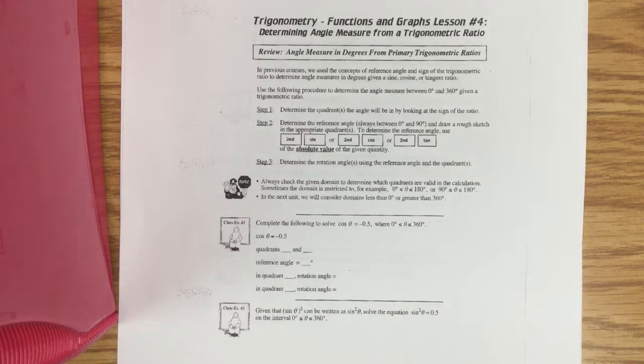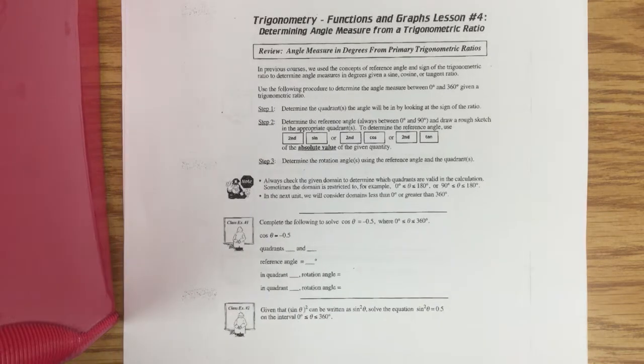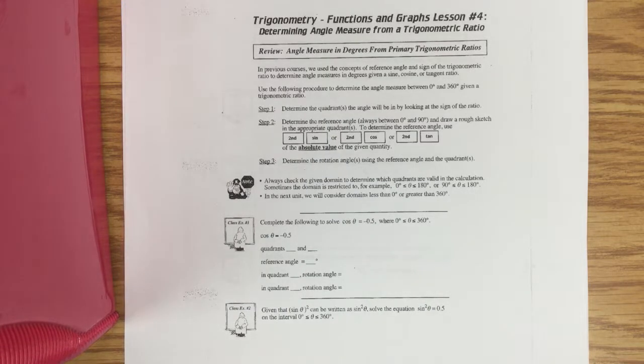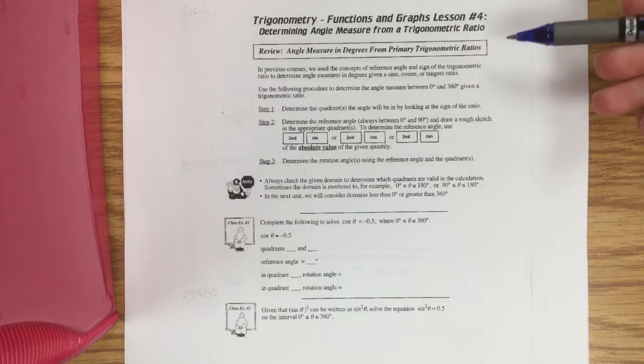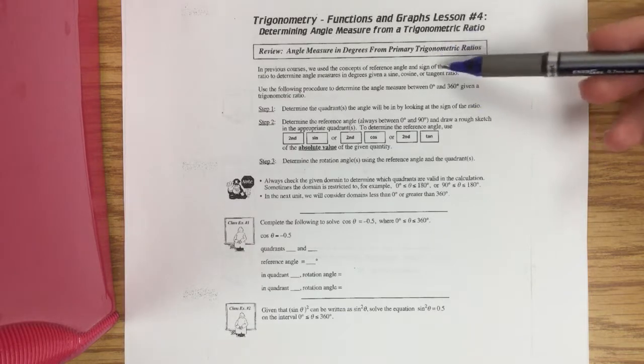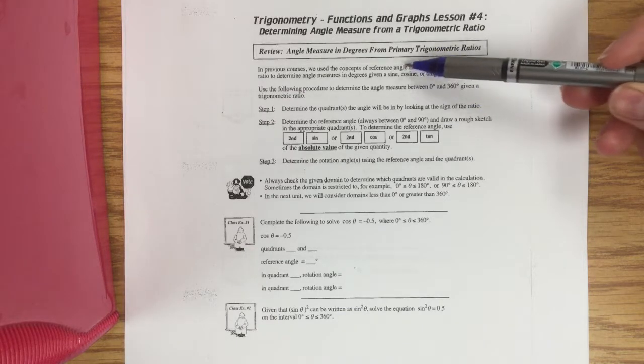Okay, so let's get started on trigonometry. This is the function and graphs lesson number 4, how to find an angle from a trig ratio. There's a little bit of a review at the top that says when you used SOHCAHTOA in previous courses, we always combined the sign of the trig ratio, or the CAST rule, and sine, cos, and tan to find what we call a reference angle.